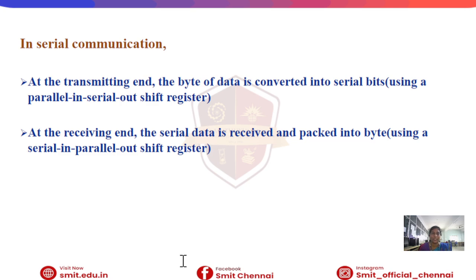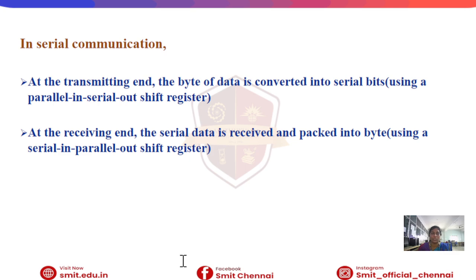The next one is the serial communication, and how serial data transfer occurs. On the transmitting side, the transmitter converts parallel data into serial data using parallel in serial out, that is the PISO shift register. Whereas on the receiving side, the receiver converts serial data back into parallel form using serial in parallel out, that is the SIPO shift register.